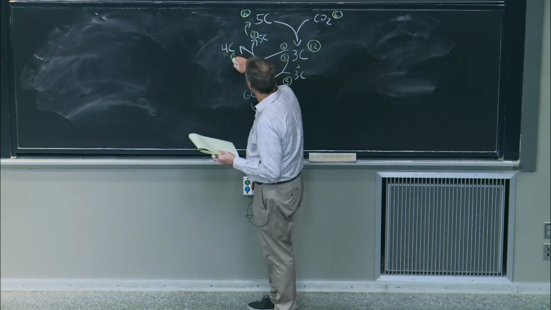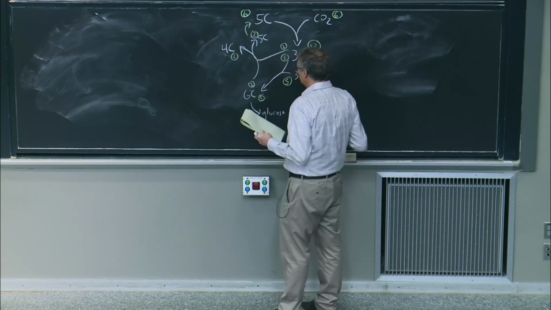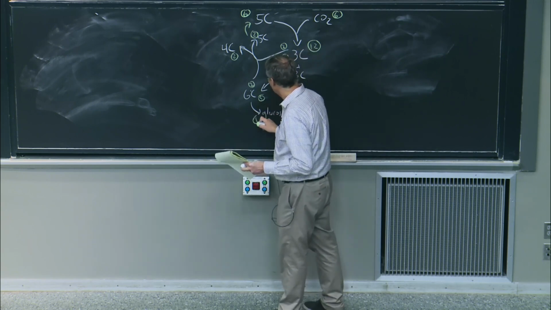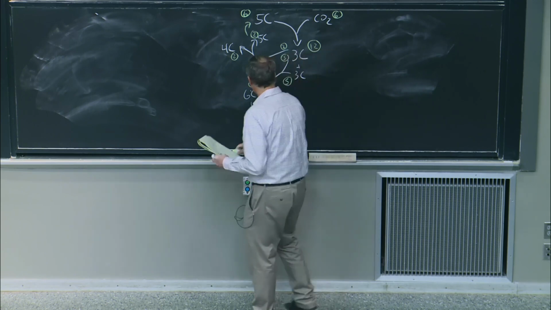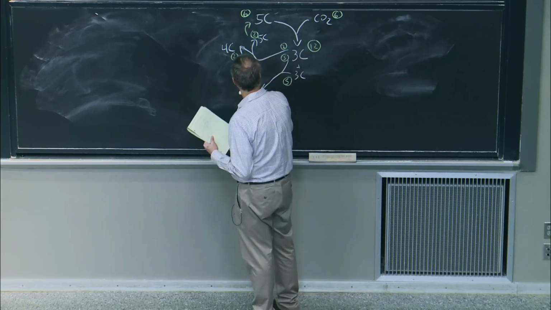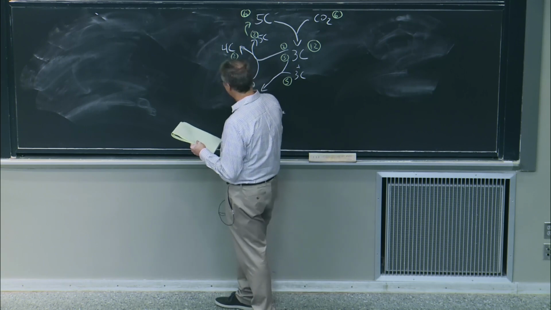Well, now I'm left here with 2 4-carbon units. I took 1 away here, 2 away there. 5 minus 2 minus 1 is 2 left. So I still have 2 2-carbon units here to go.